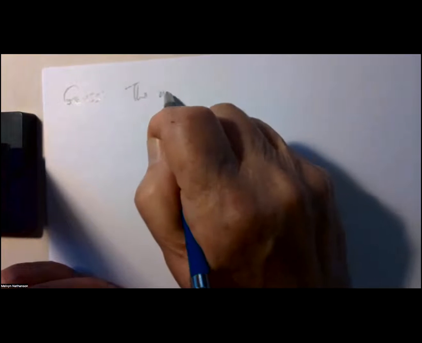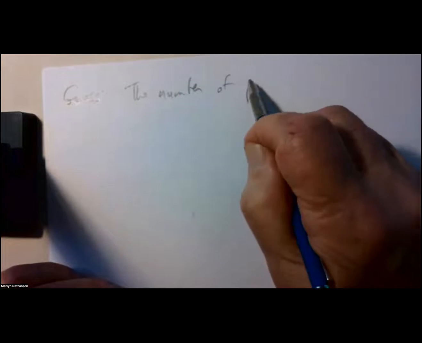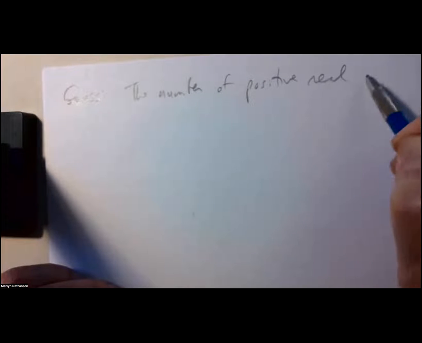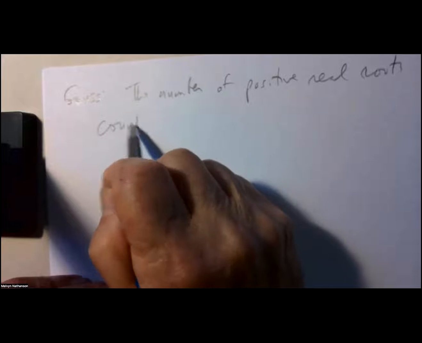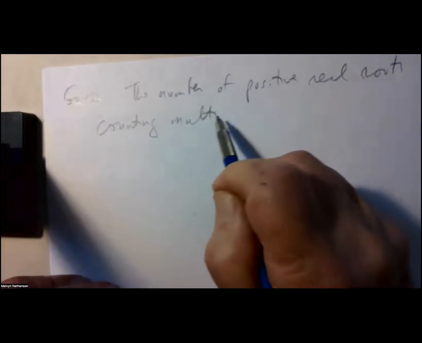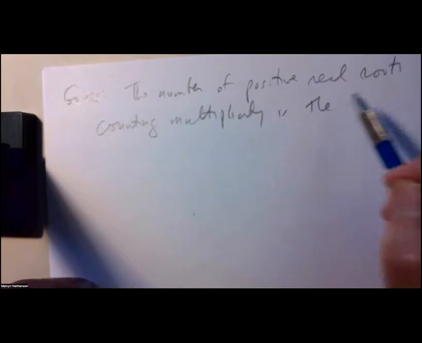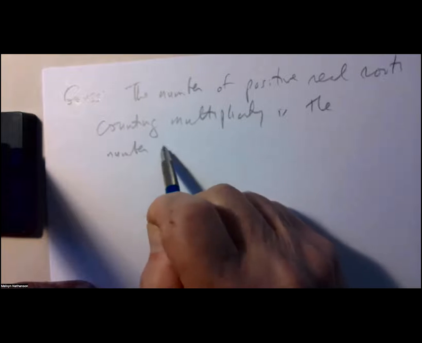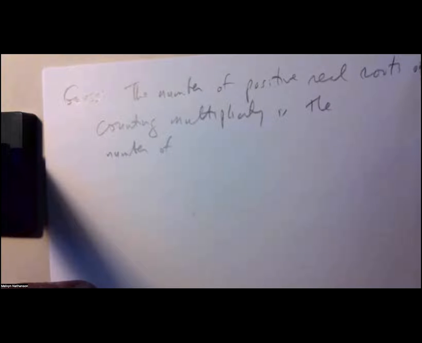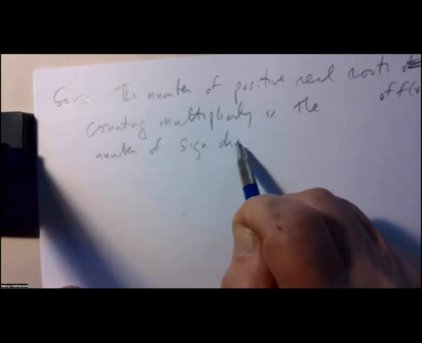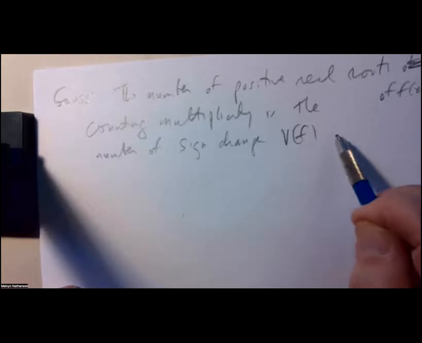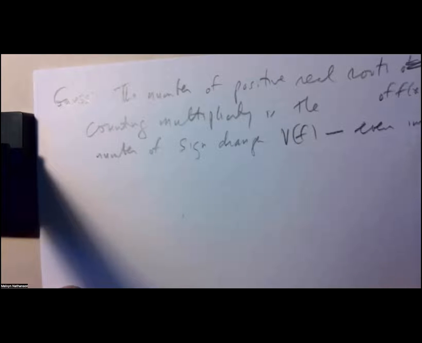Gauss says the number of positive real roots, counting multiplicity, of this polynomial f of x is the number of sign changes v of f minus an even integer.